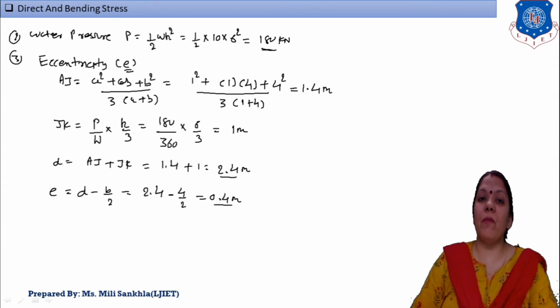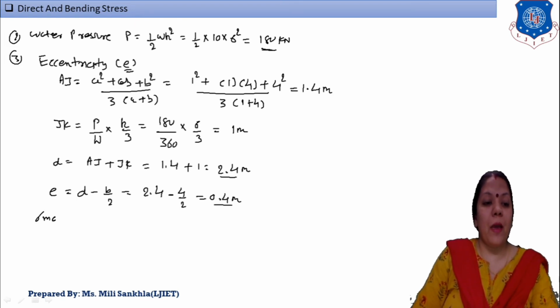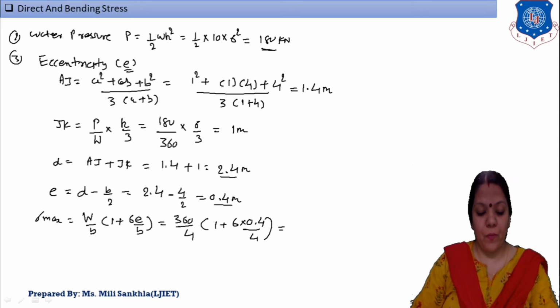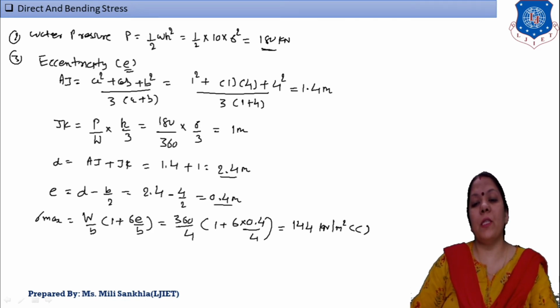Now one by one we find out sigma max and sigma minimum. So right here sigma max is equal to capital W by B into 1 plus 6E by B. What is capital W? Capital W is equal to 360 and B is equal to 4. 1 plus 6 into 0.4 divided by 4, and my answer of this sigma max is equal to 144 kilonewton per meter square, and this is compressive force.